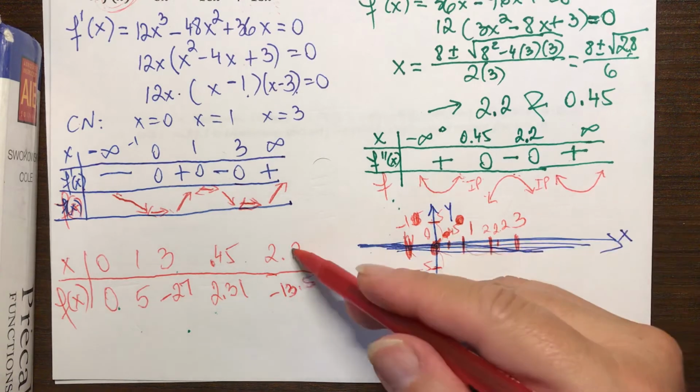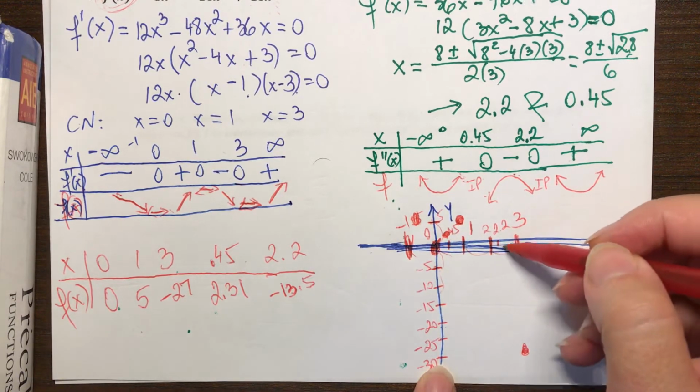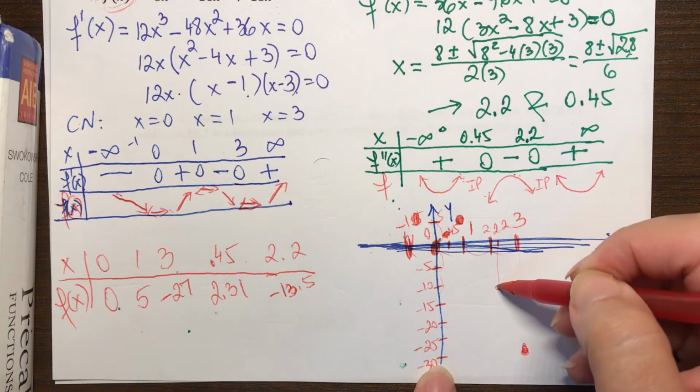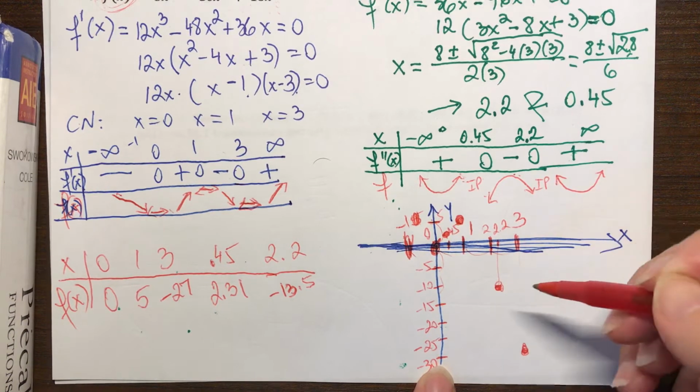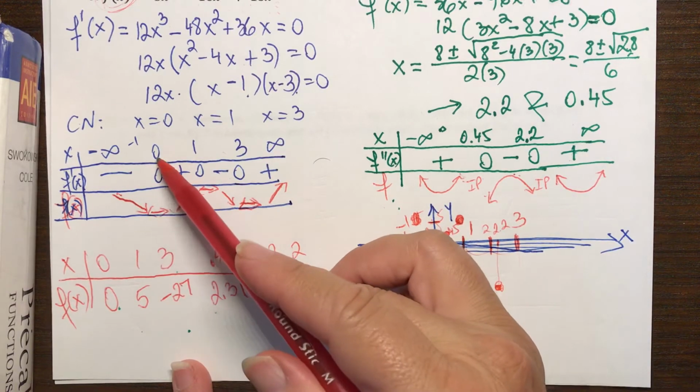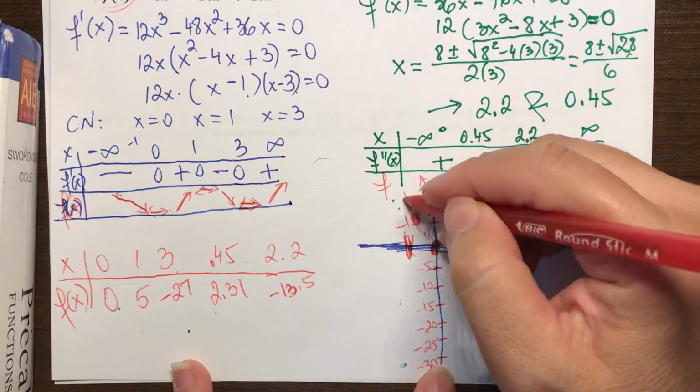Then what else? And then 2.2 goes with negative 13.5, about here. Okay, so what happens to this graph? This graph first is coming down until I'm reaching 0, 0. So there it is.